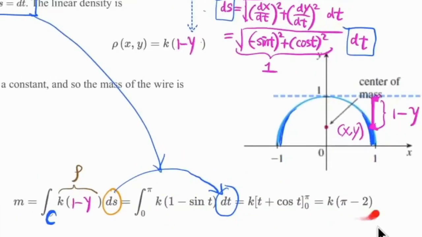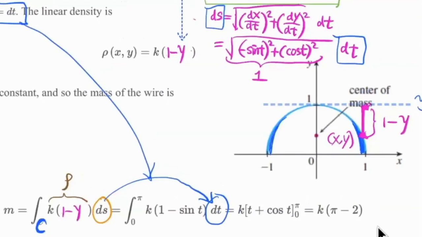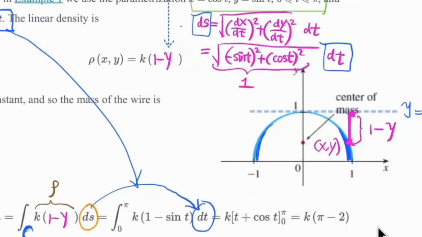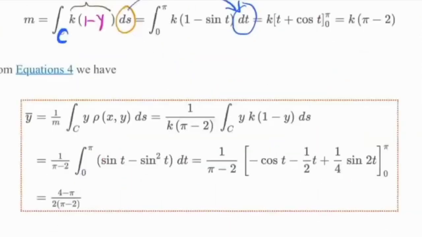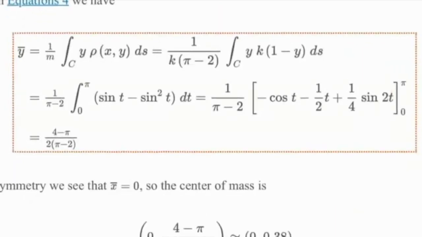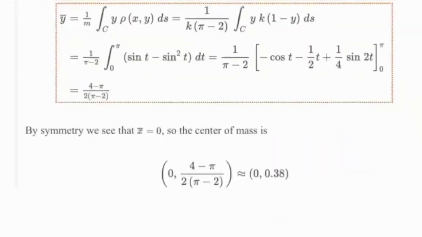What does this result here stand for? It stands for the mass of this wire over here, with the linear density being defined as proportional to the distance from this horizontal line over here. So this is the mass of this wire. Now you can calculate the center of mass using the formula above.